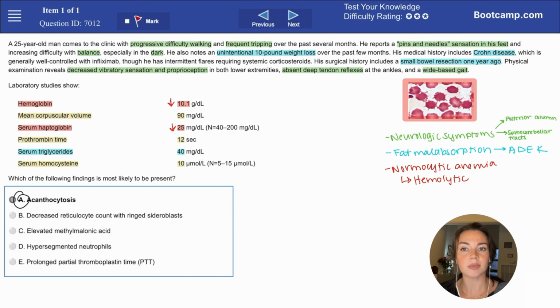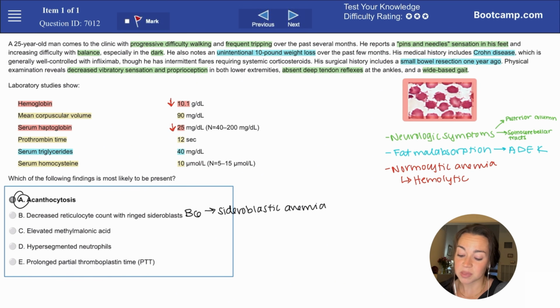But let's talk about why some of these other answer choices are incorrect. Because a vitamin E deficiency looks a lot like some other vitamin deficiencies that you may have confused this with. Answer choice B, decreased reticulocyte with ringed sideroblasts, is seen in a B6 deficiency or a pyridoxine deficiency, which can lead to something called sideroblastic anemia. A B6 deficiency can cause peripheral neuropathy, but it doesn't usually cause that posterior column defect. Other findings associated with a B6 deficiency include seborrheic dermatitis, angular cheilitis, glossitis, stomatitis, that kind of thing.